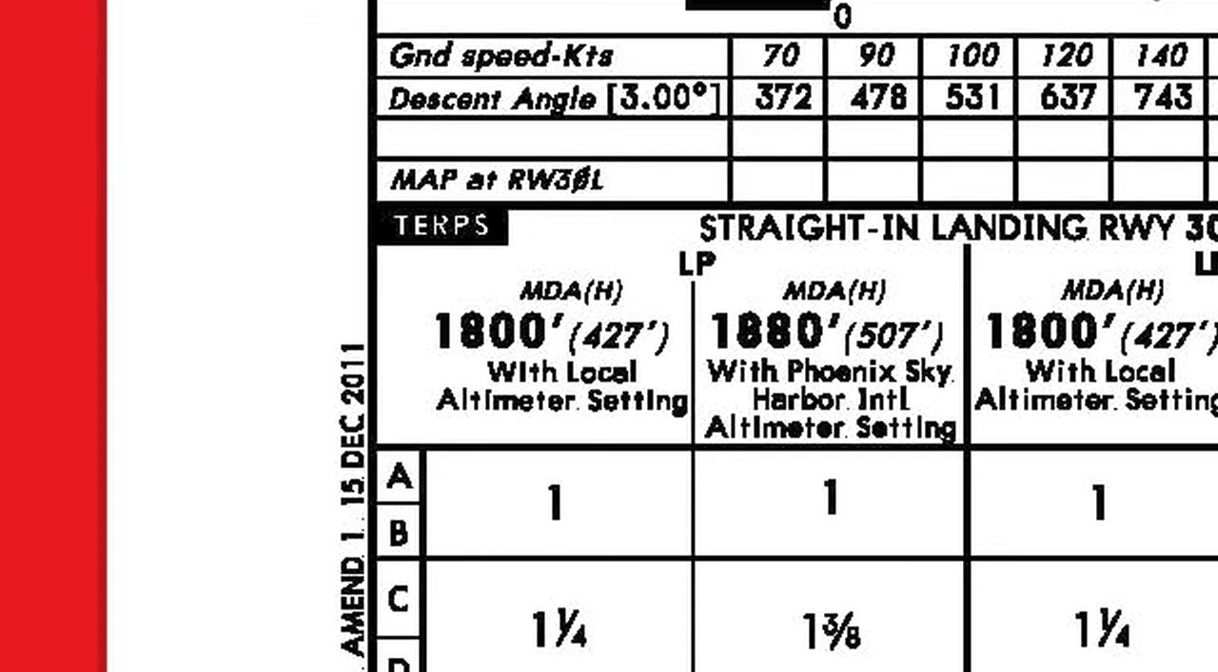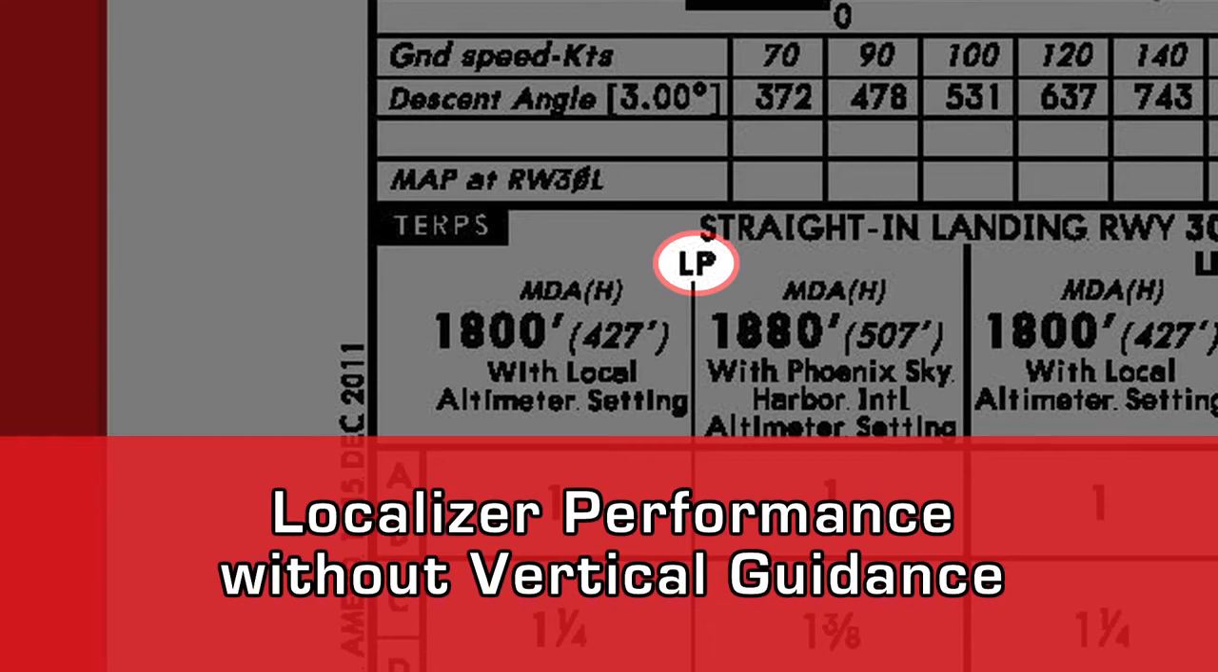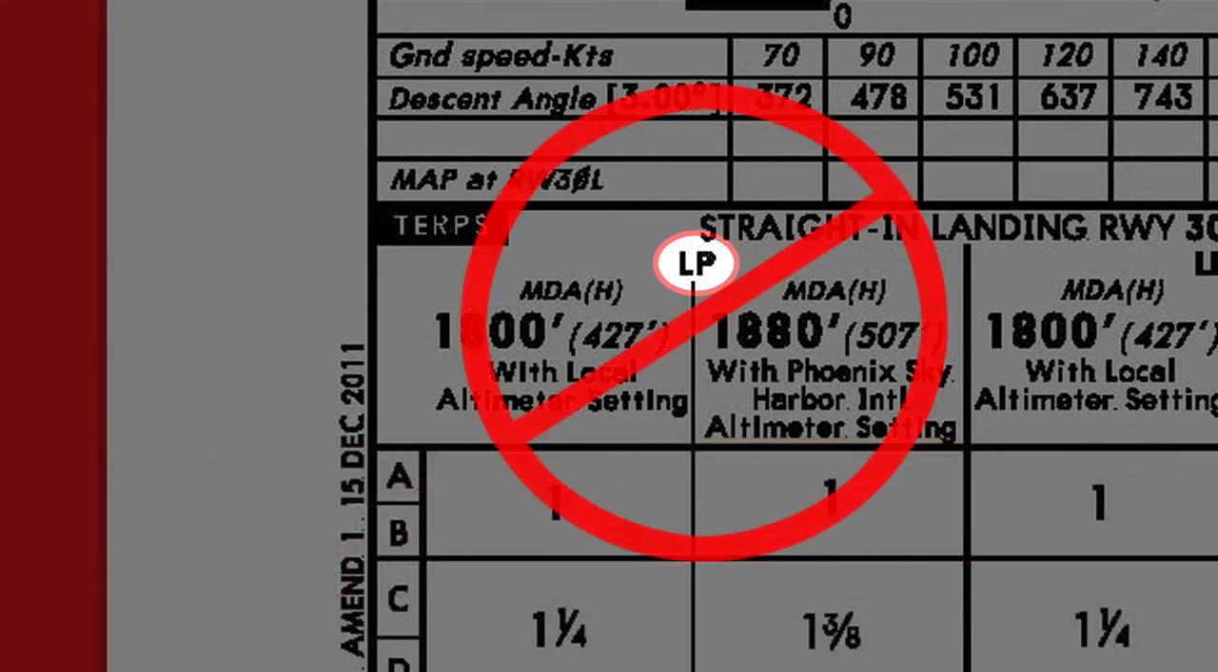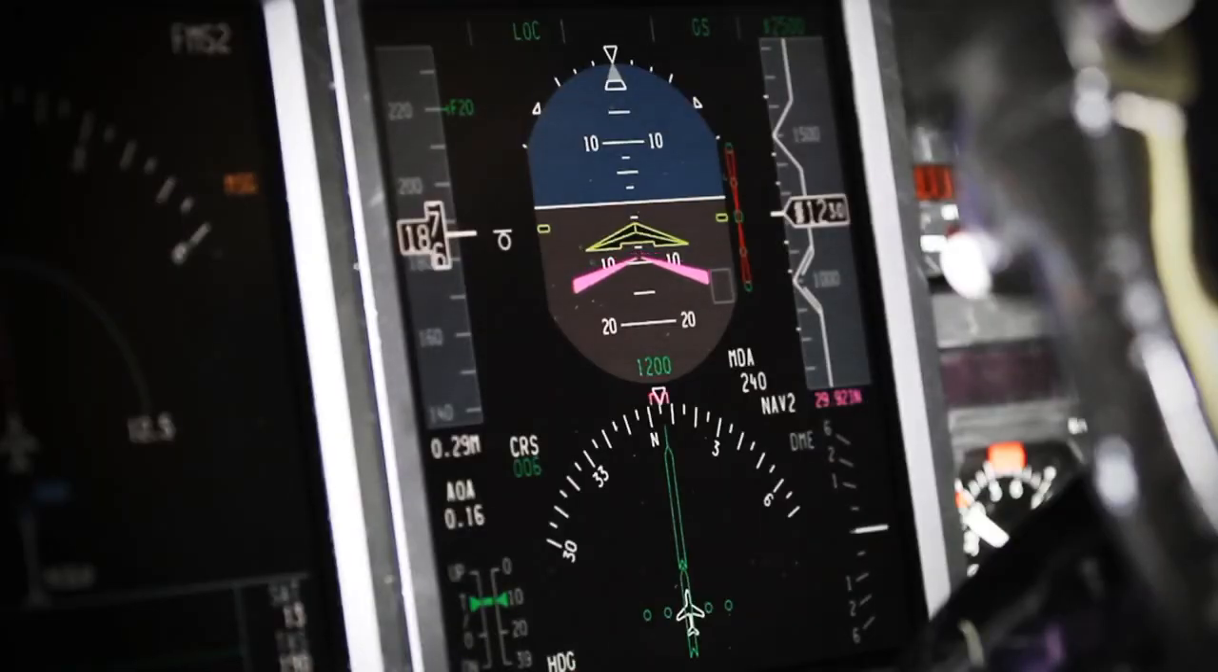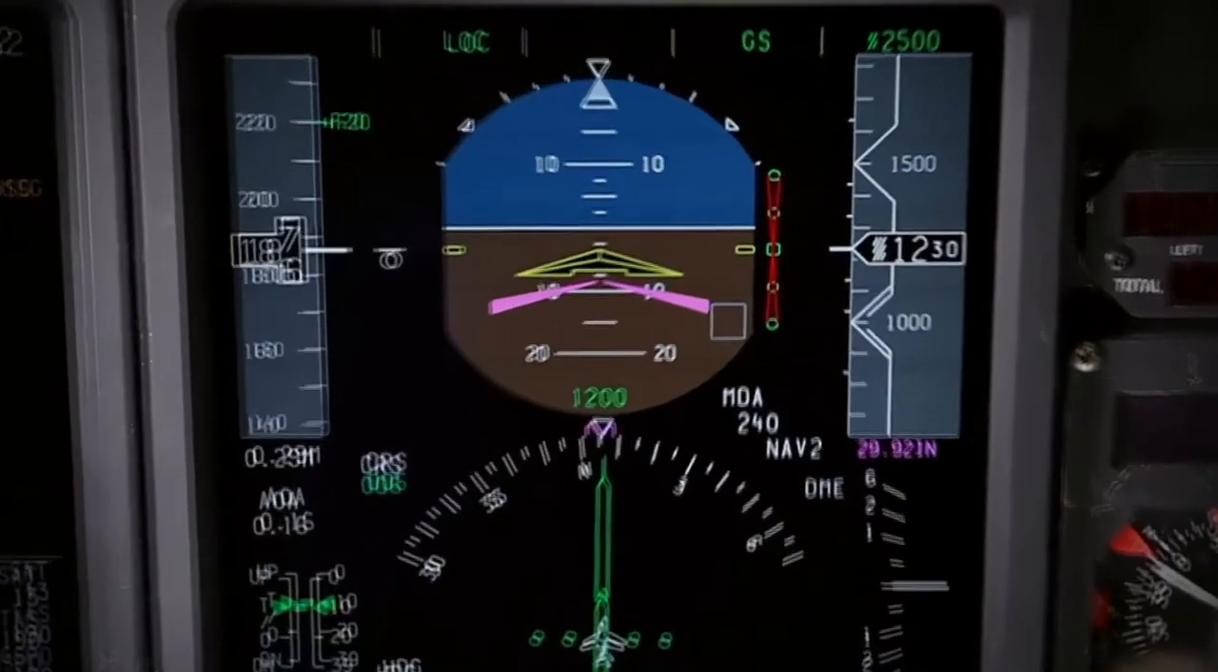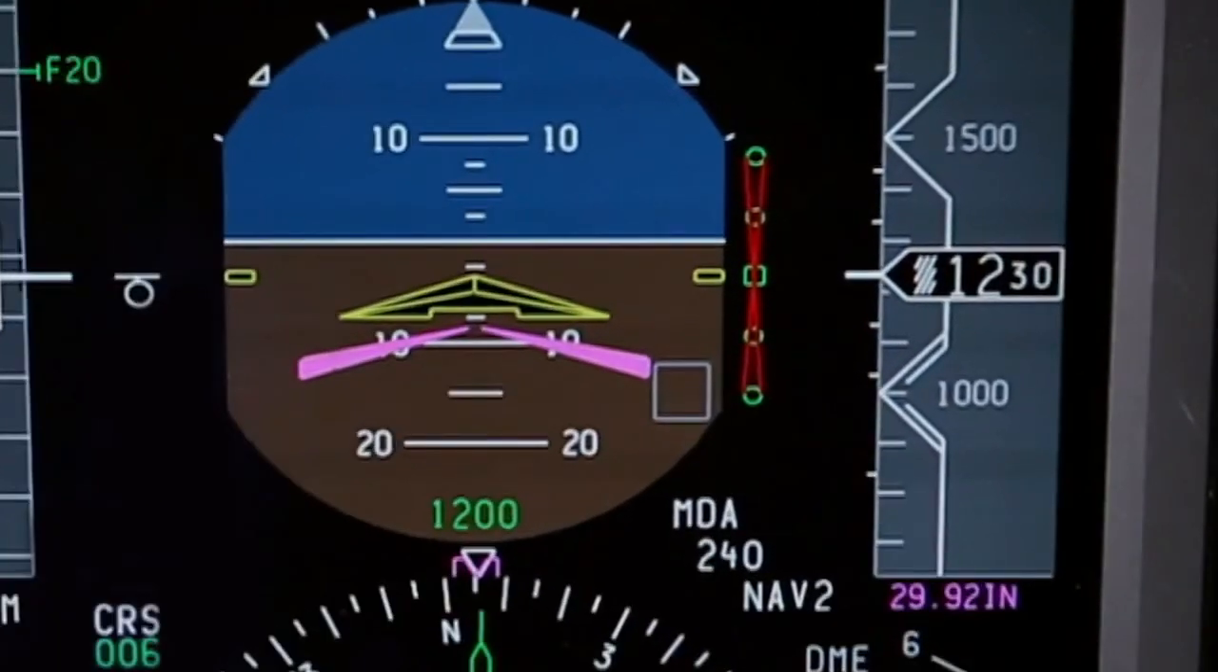LP minimums on RNAV approaches stands for Localizer Performance without vertical guidance. Currently, operators of Honeywell platforms are not authorized to perform approaches to LP minimums. Pilots must be familiar with the fail-down capabilities of their SBAS system. A red X is displayed on the vertical deviation scale when conditions exist that would prohibit descending to LPV minimums, such as an SBAS failure.